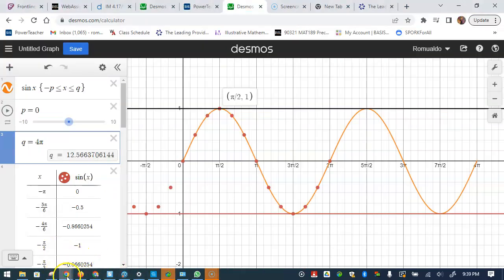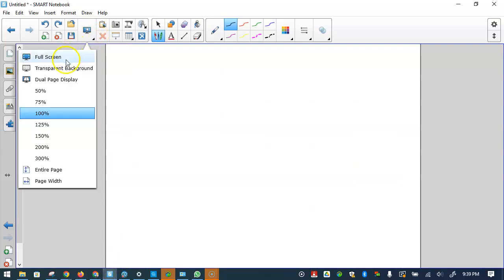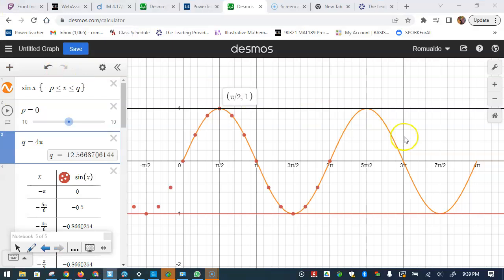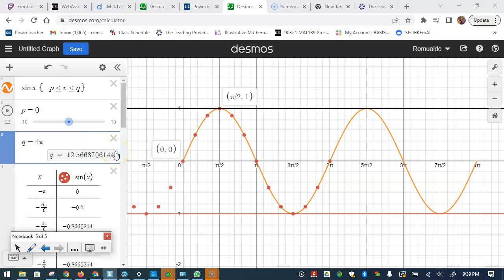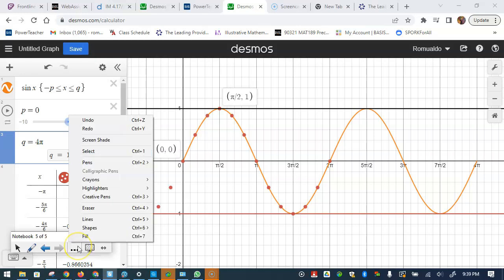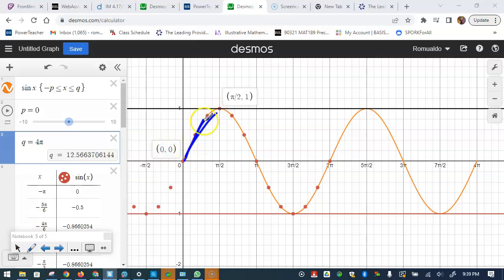Okay. We can go back here. Let me take the transparent full screen. If you see, the main thing I wanted to show was, okay, this is the main graph of sine from 0 to pi, and then it repeats. This part is just a repetition.